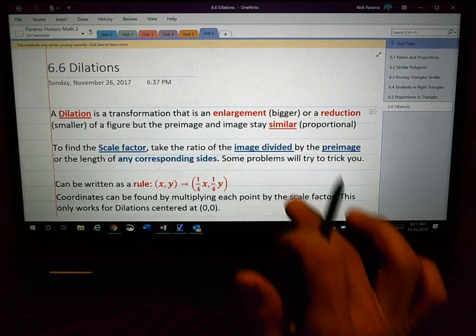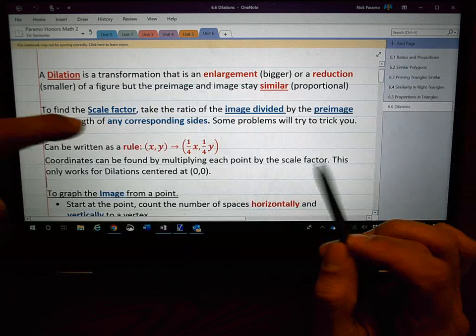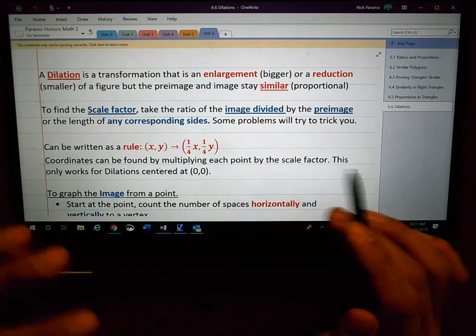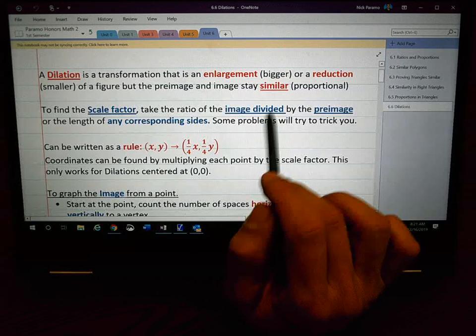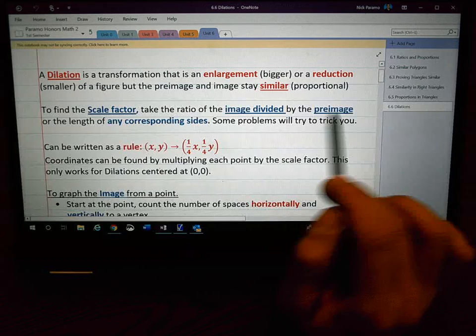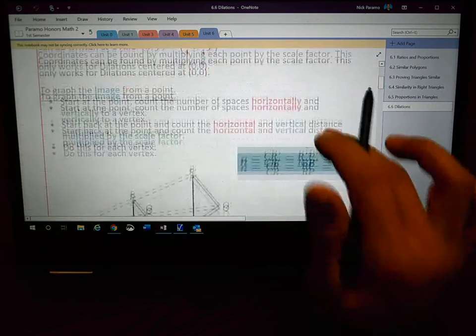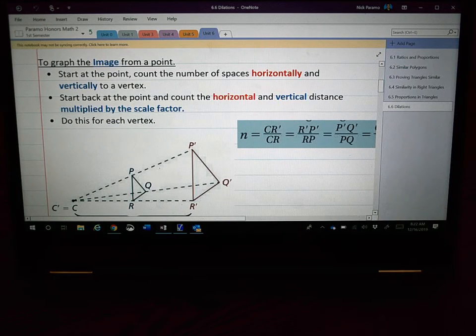Lastly, dilations were also part of this chapter because dilations are similar to each other. They are proportional to each other. If you're dealing with a dilation and you're trying to figure out what the scale factor is, it's always image divided by preimage, after divided by before. Or you can use any corresponding sides as well. And we talked about how to do it, but the main idea was figuring out scale factor and proportions and using it to find missing sides. That's pretty much Unit 6. I'm going to stop right there.